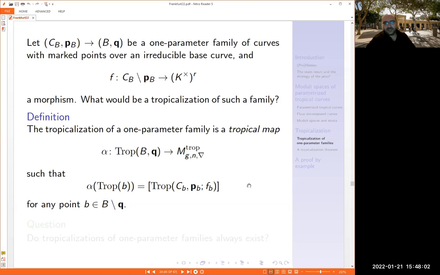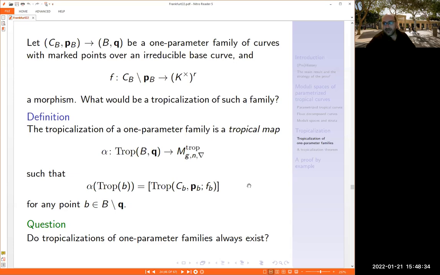So if I tropicalize a point in the base and look where alpha takes it, I get some isomorphism class in the moduli space. And I want this to be precisely the isomorphism class of the fiber over this point. Okay. So this is the requirement, and I want this for all points but the marked points. So the natural question is, can we tropicalize one-parameter families?